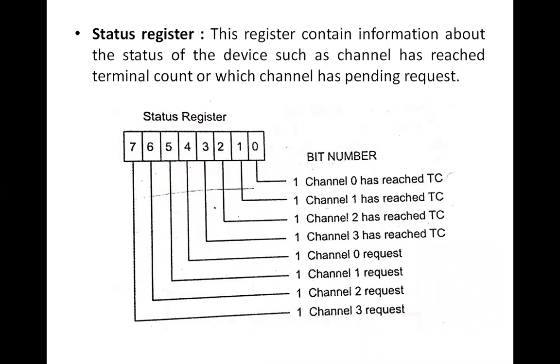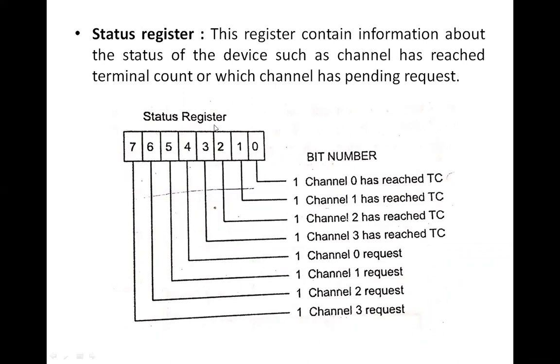Then we have the status register. The status register contains the information about the status of the device connected with the channel. So what is the status of the device, such as whether the channel has reached the terminal count or is still in the ongoing process? Because when the channel count is having certain values, it means the process is going on, as well as it is going to give the information about the pending request.